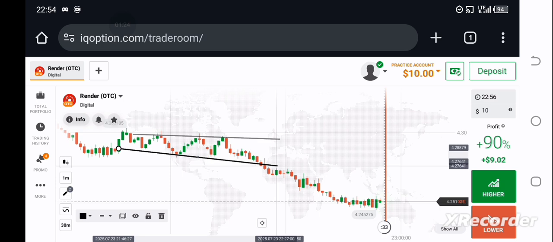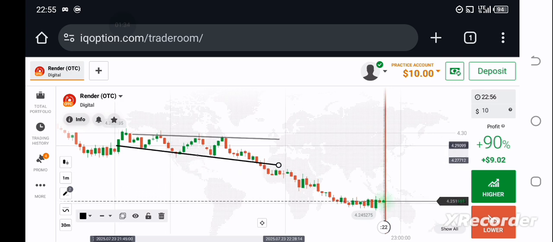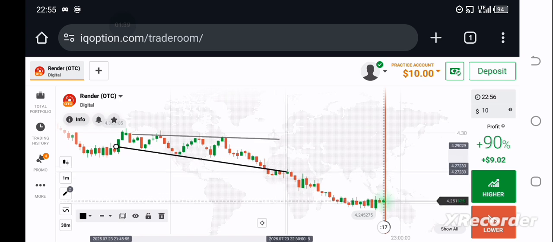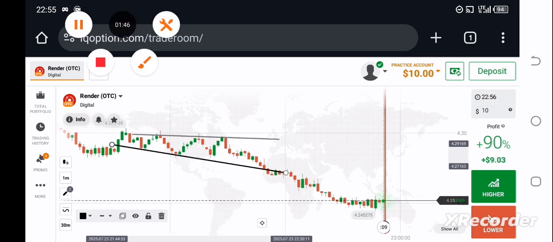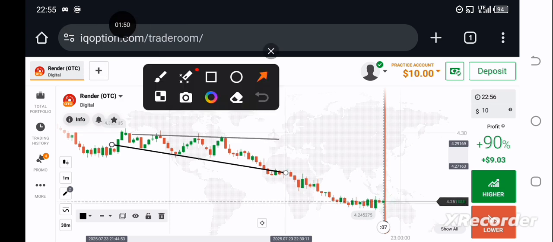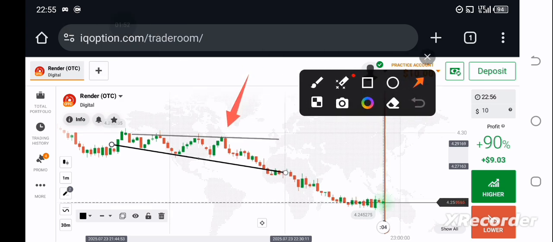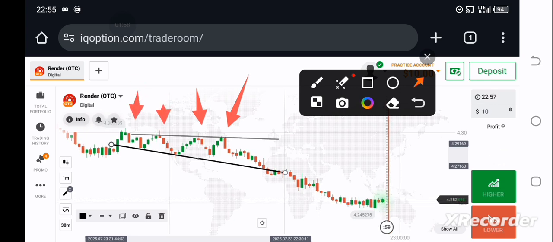So the first rule is to make sure you connect two areas. Make sure you can see two clear levels that you can connect before you draw your trend lines, please. So your trend line should connect two clear levels, as you can see here. Now look at this: this is one touch, this is another touch, this is another touch, and this was where the chart started from. You can see several touches there.